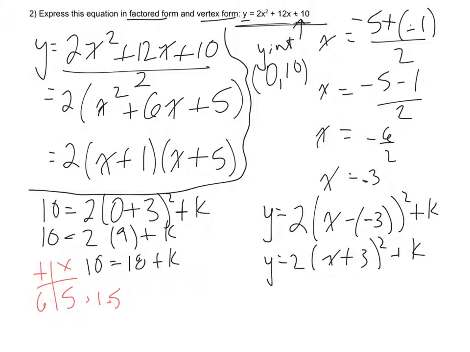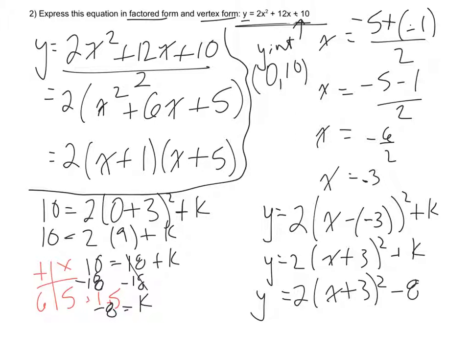I'll subtract 18 from both sides. These cancel out, so now I know my k equals negative 8. I can now plug that into my vertex form here of y equals 2 times x plus 3 squared minus 8. And there we go, in factored and in vertex form.